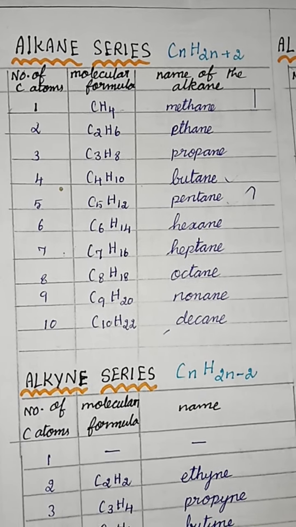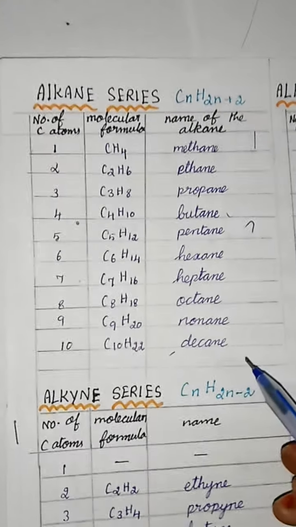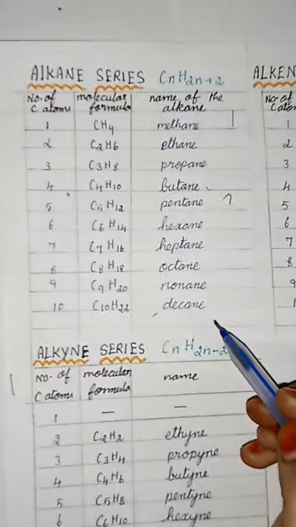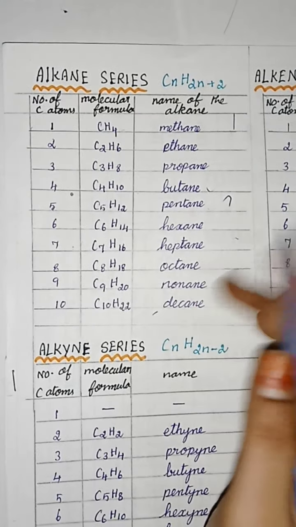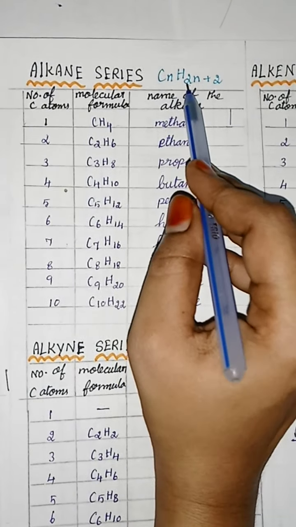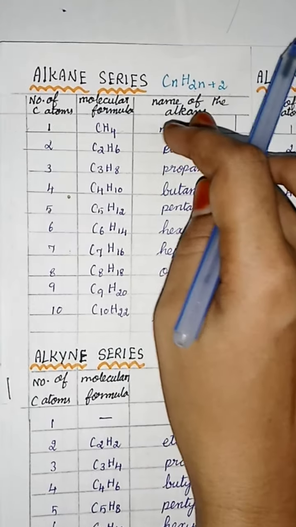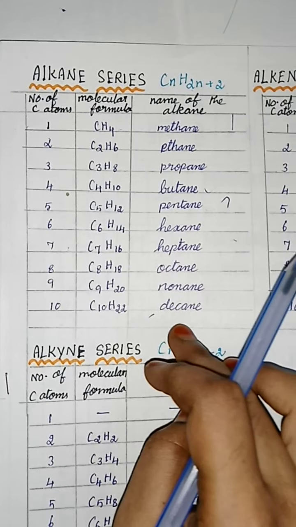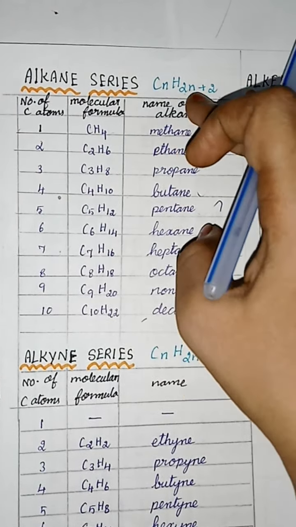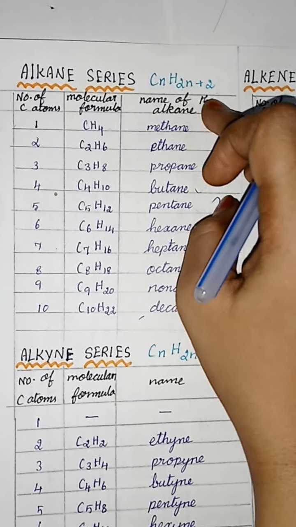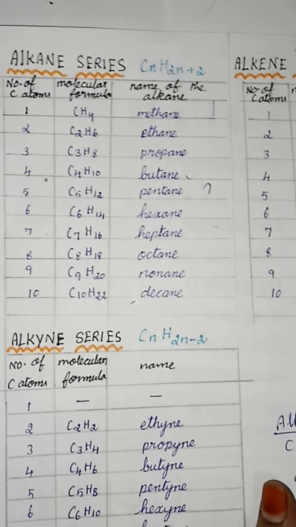Here I write the first 10 members of the alkane family. Why am I saying this is the alkane family? Because all the alkanes are derived from the same general formula CnH2n+2. So these are called the members of the family. These members are derived from the same general formula, so the alkane series is called the alkane family.